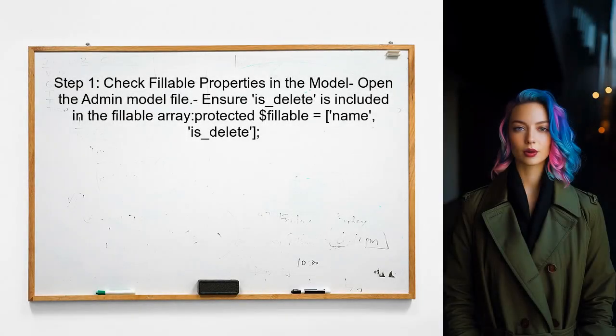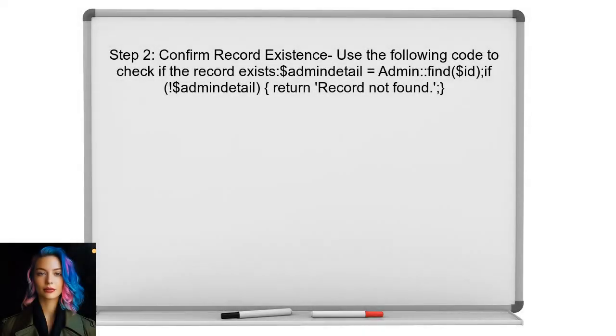To address the issue with updating the record, the user should first check if the isDelete field is fillable in the admin model. This is crucial because Laravel protects against mass assignment vulnerabilities. Next, the user should confirm that the record with the specified ID actually exists in the database. If the record does not exist, the update will fail silently.